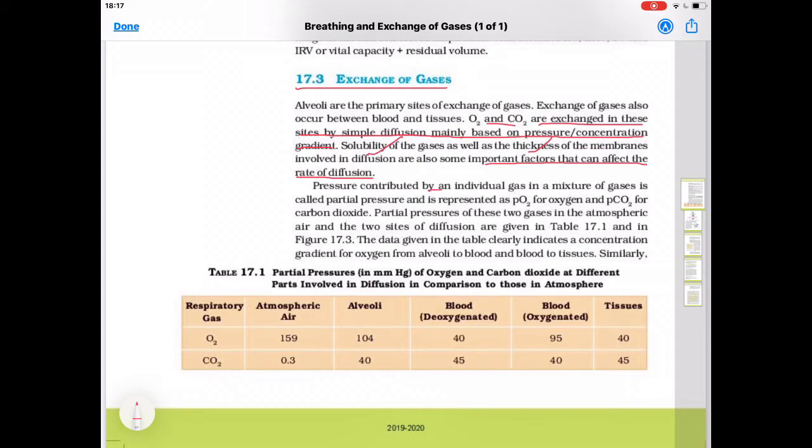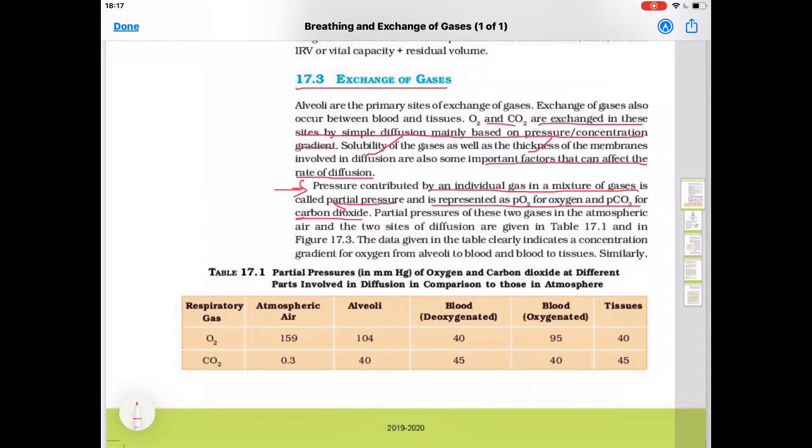Pressure contributed by an individual gas in a mixture of gases is called partial pressure and is represented as PO2 for oxygen and PCO2 for carbon dioxide. Learn the definition of partial pressure. It is the pressure contributed by an individual gas in a mixture of gases. When many gases are present, the pressure of an individual gas is considered its partial pressure. So we represent PO2 for the partial pressure of oxygen and PCO2 for the partial pressure of carbon dioxide.